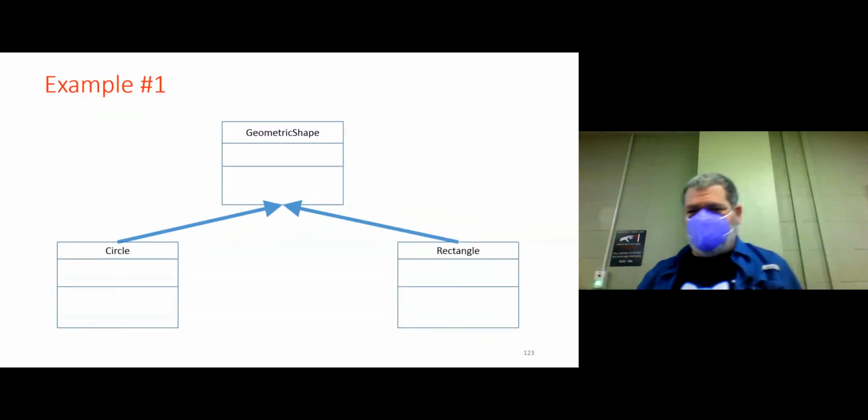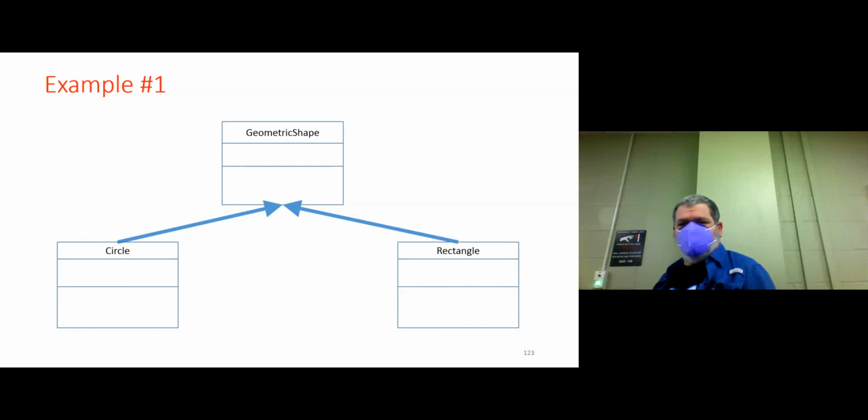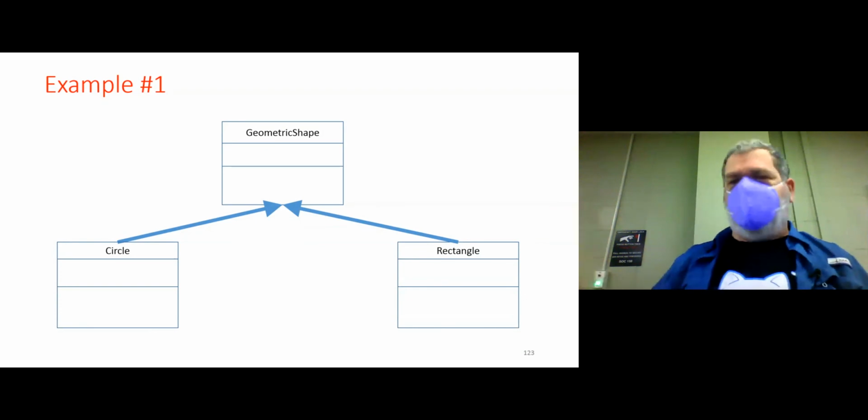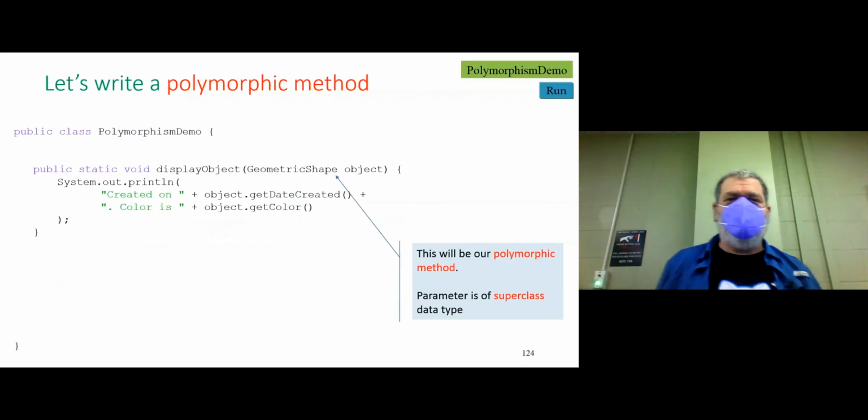Let's take an example, and we're going to finish with this example probably. Actually, no, we have a little bit of time, so we might be able to do 2 examples. We have a geometric shape, a circle, and a rectangle. So superclass is geometric shape. Circle and rectangle are the subclasses. Let's write a polymorphic method.